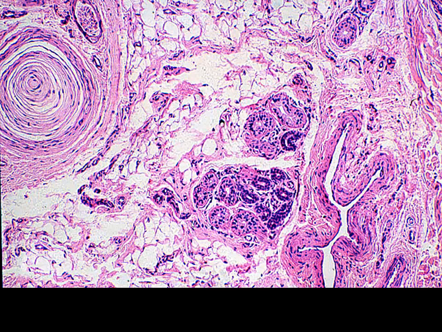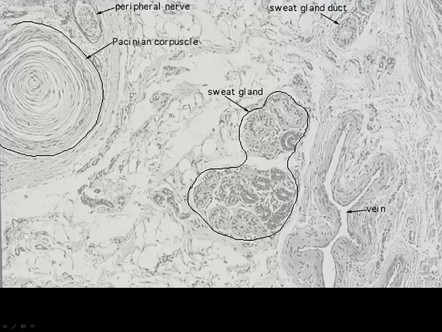This is a slide we saw in lecture. Nice, large Pacinian corpuscle down in our dermal layer. We've got eccrine sweat glands and ducts of eccrine sweat glands here. Believe we've got a vein that's collapsed here in our dermal layer.